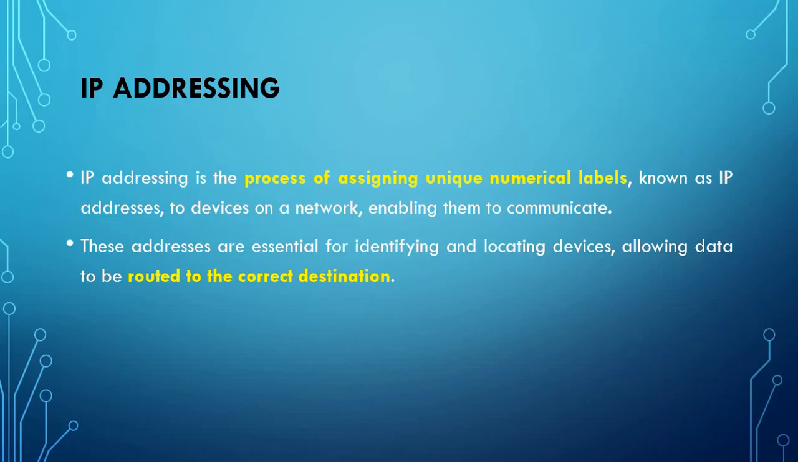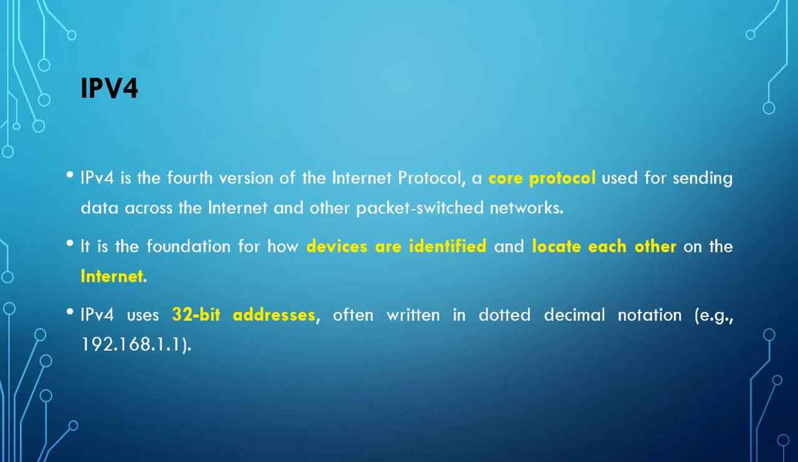IP addressing. IP addressing is the process of assigning unique numerical labels, known as IP addresses, to devices on a network, enabling them to communicate. These addresses are essential for identifying and locating devices, allowing data to be routed to the correct destination. There are two versions of IP addressing.